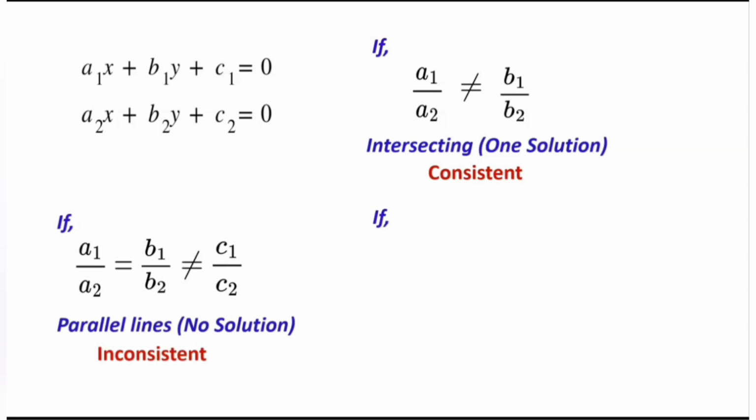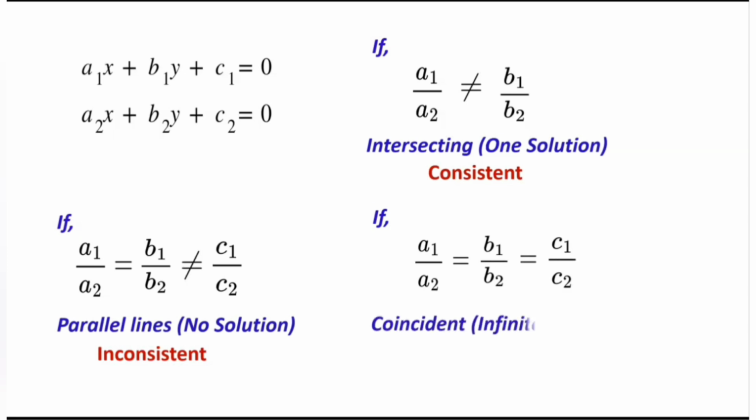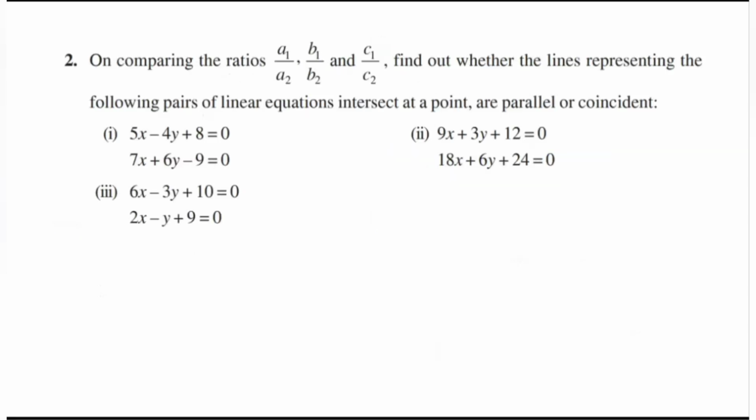If a1 by a2 and b1 by b2 are equal to c1 by c2 also, then the lines are coinciding with each other. So they have infinite solutions, because every point on one line is also present on the second line. They have all the points in common, so they have infinite solutions. Such lines are also called consistent. Now let us come to question number 1 in this. The question is 5x minus 4y plus 8 equal to 0, 7x plus 6y minus 9 equal to 0.